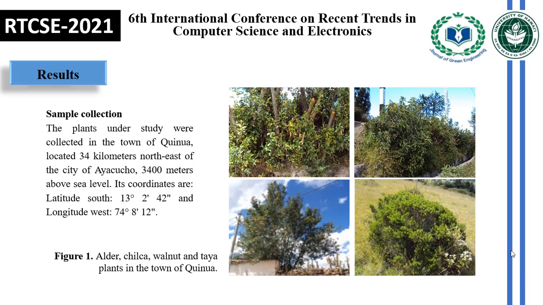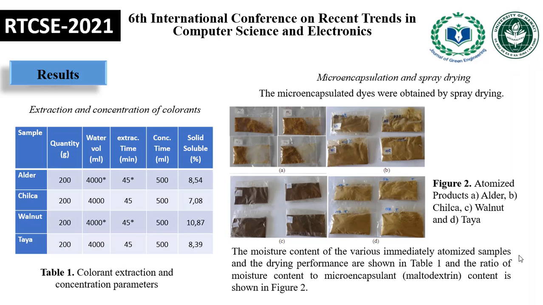Results. The plants under study were collected in the town of Quinoa, located 34 kilometers northeast of the city of Ayacucho, 3,400 meters above sea level. The microencapsulated dyes were obtained by spray drying. The moisture content of the various immediately atomized samples and the drying performance are shown in Table 1, and the ratio of moisture content to microencapsulant content is shown in Figure 2.